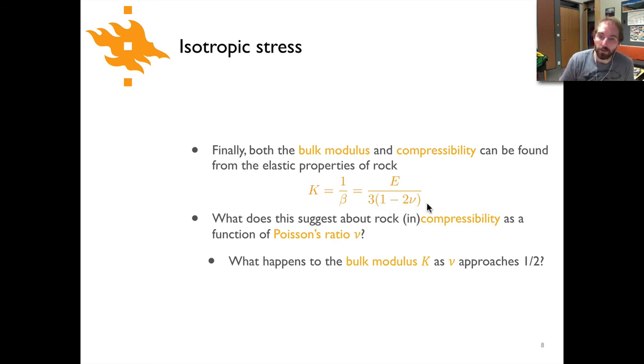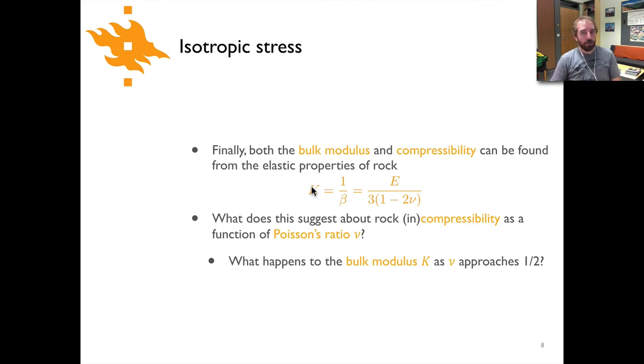If you put in a value that's very close to 1/2, what you'll see is that this term down here is going to be very, very small. If it's just below 1/2, you'll have a tiny term here, and you'll divide Young's modulus, which is already quite big, by a tiny term, and you'll get a very, very large bulk modulus. In other words, what we can say is that as Poisson's ratio approaches 1/2, the bulk modulus goes to infinity.